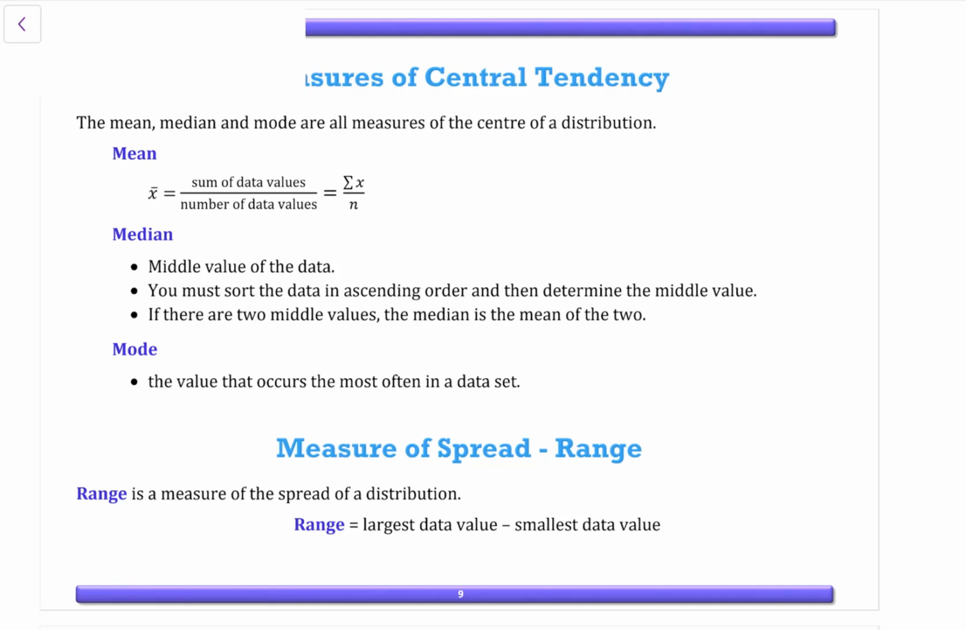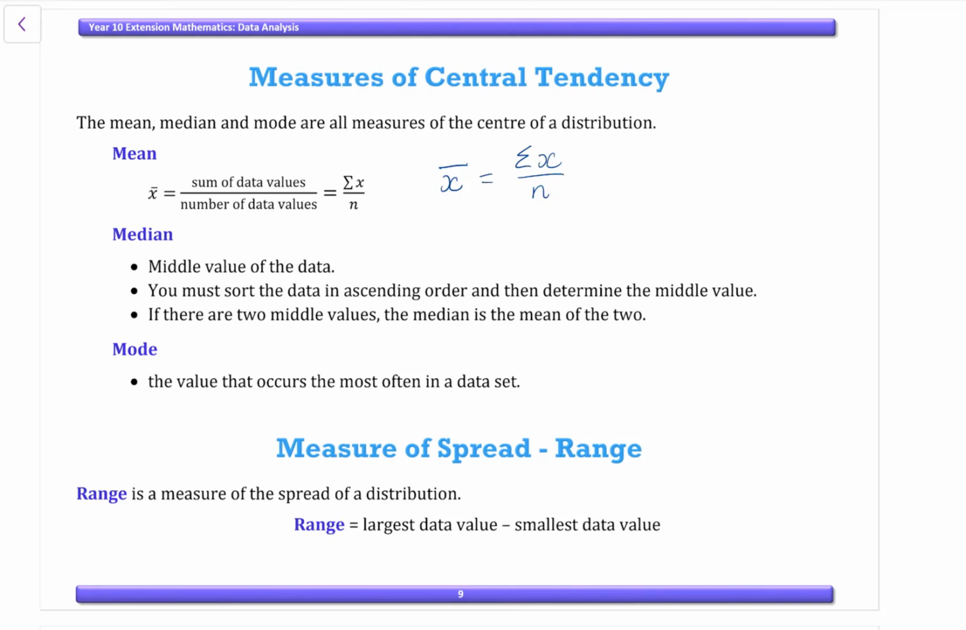So we use the x-bar, and it's equal to the sum of the scores over how many scores we've got. So you should be using that formula. The median is the middle value of the data. So you must sort the data in ascending order and then determine the middle value in order to find the median. If there are two middle values, the median is going to be the mean of the two. Mode is the value that occurs the most often in the data set.